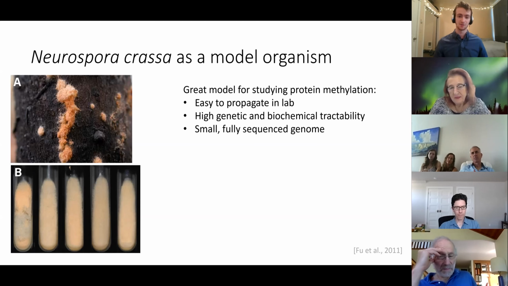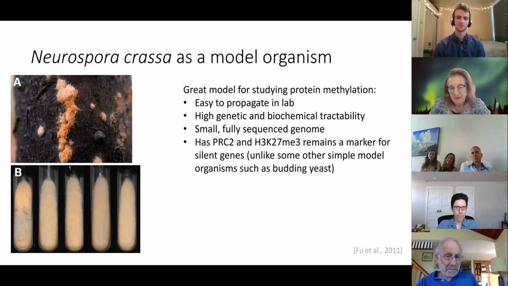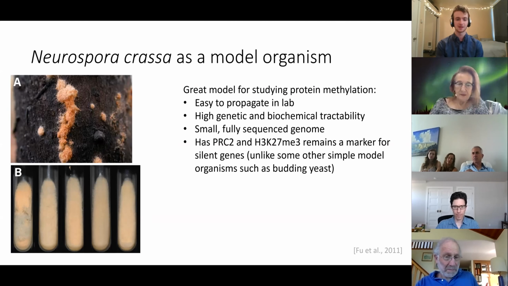Its genome, by the way, is small and fully sequenced, which allows us to do some fancy stuff. It has a copy of PRC2, as you saw on the previous slide, and H3K27 methylation is still a marker for silent genes, unlike some other simple model organisms such as budding yeast.